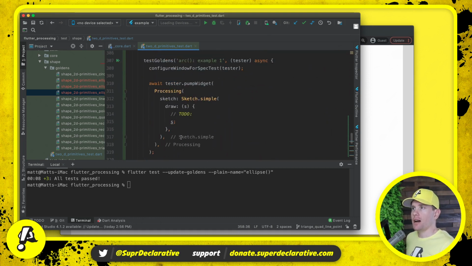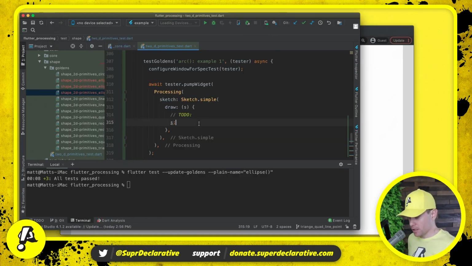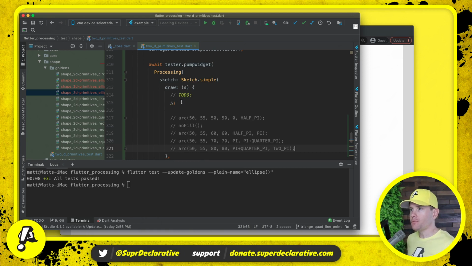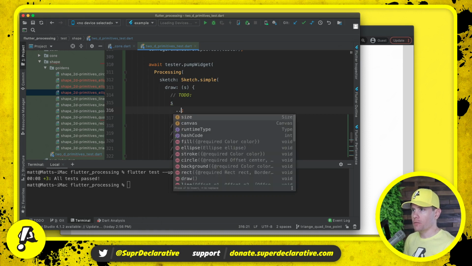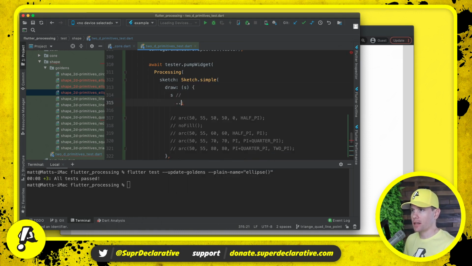The implementation does not yet exist to draw an arc, so we are going to kind of design it as we go. Here is the first test that we want to write. We'll copy this as a reference and see what makes sense. We know we're going to want to invoke multiple methods on Sketch, so we're going to use the cascade operator. We want some kind of method called arc, and the question is, what do we need to pass in?